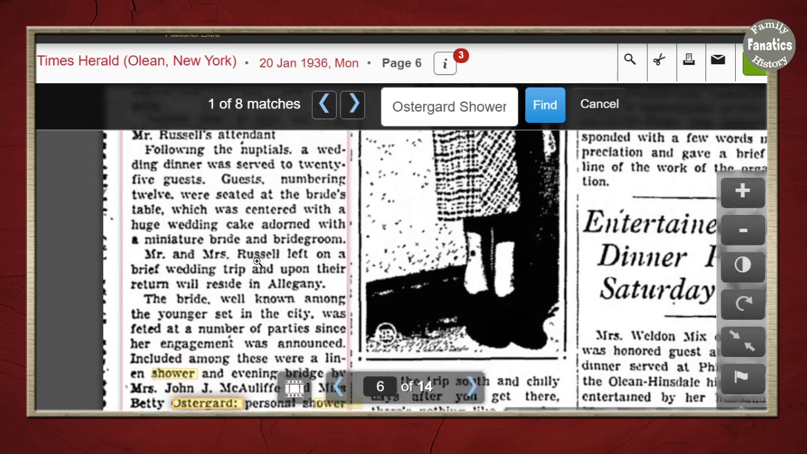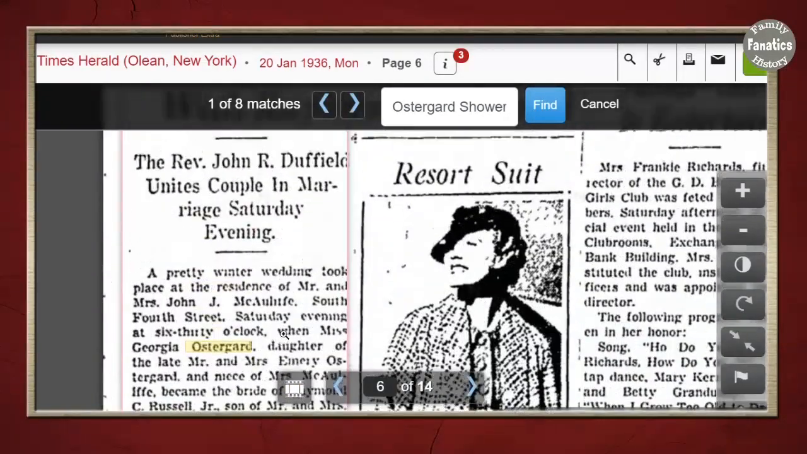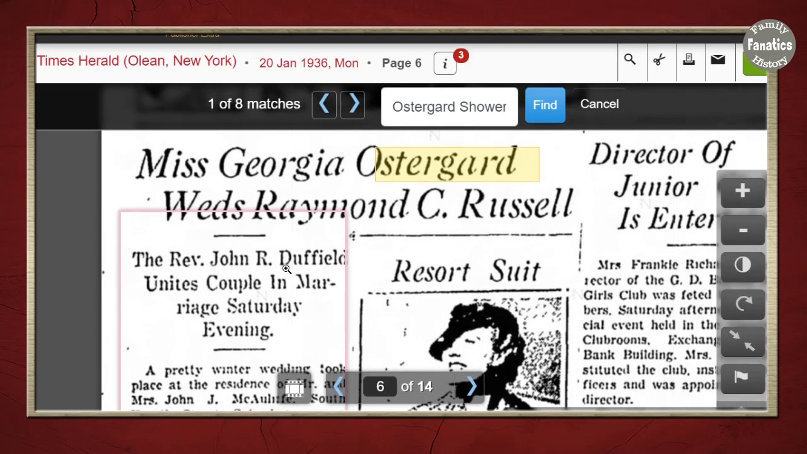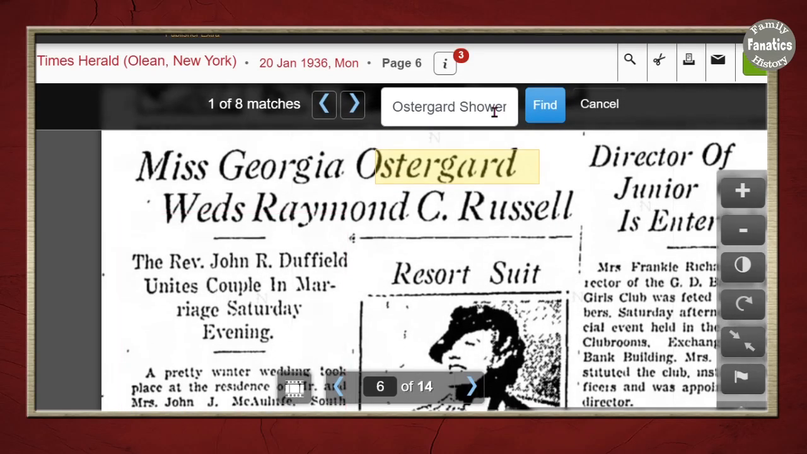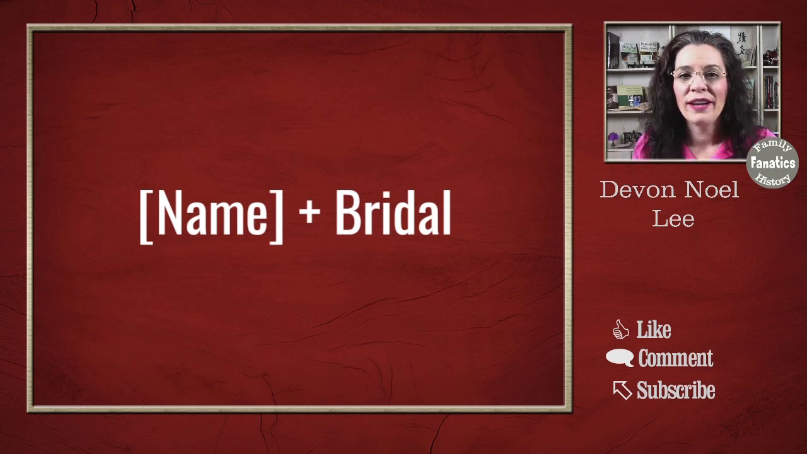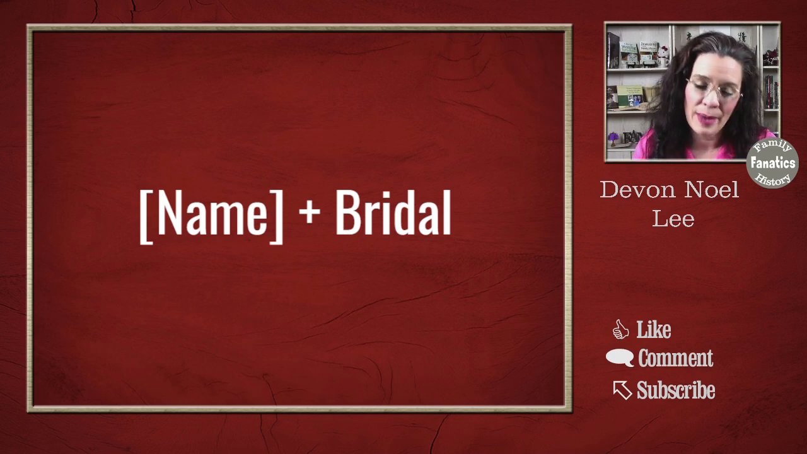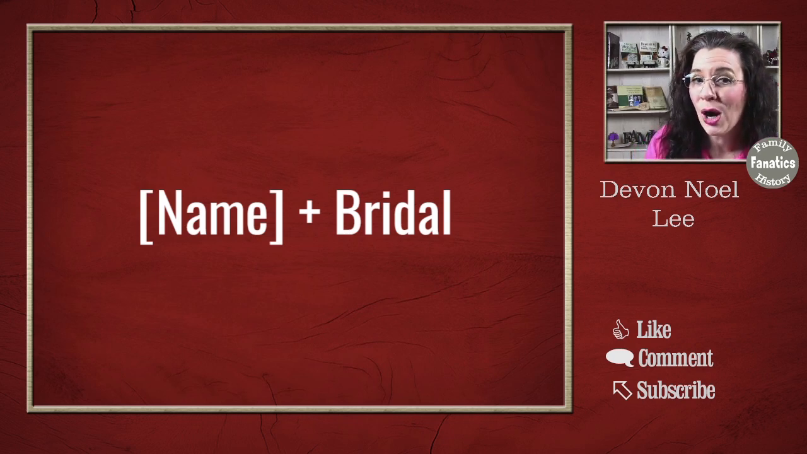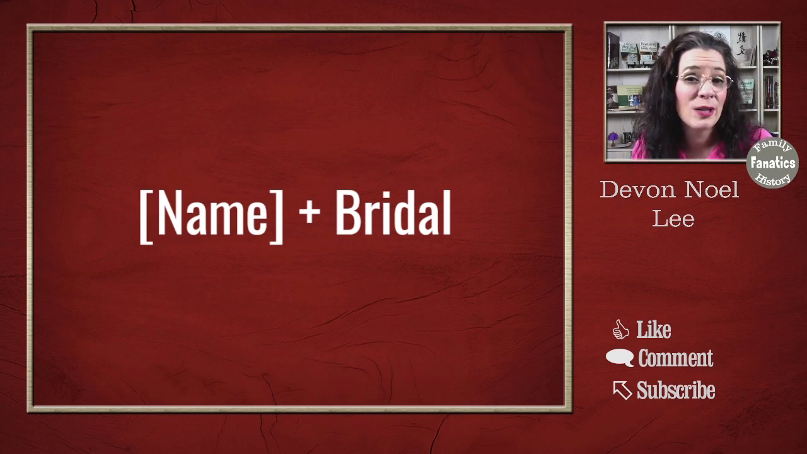Now, this one happened to be part of this lengthy marriage story, but don't let that stop you from using the word shower, because sometimes the article will stand alone. Bride and bridal make great keywords to add to your ancestor's surname, especially if they're female. But don't be afraid to use it on the men, because they were part of the bridal party. So let's dive in and see what kind of discoveries we make with surname plus bridal.